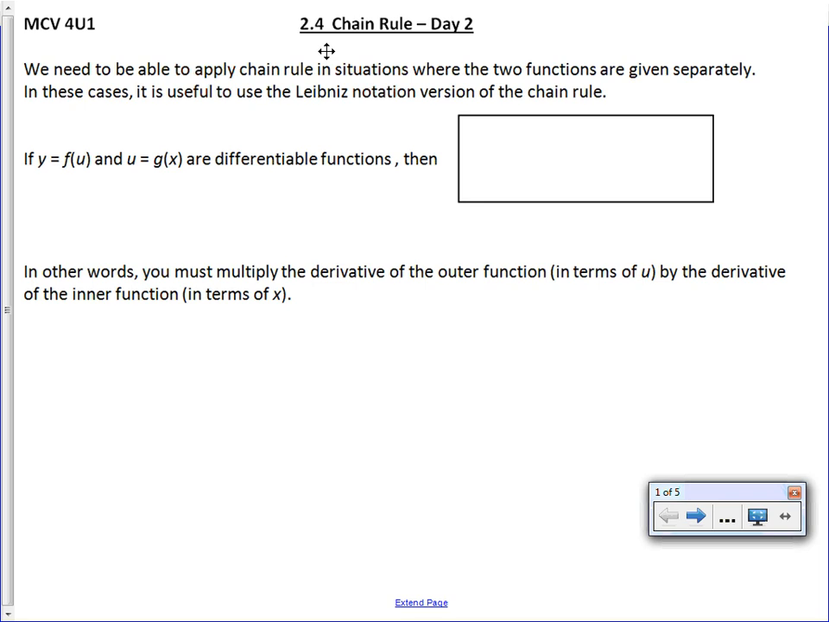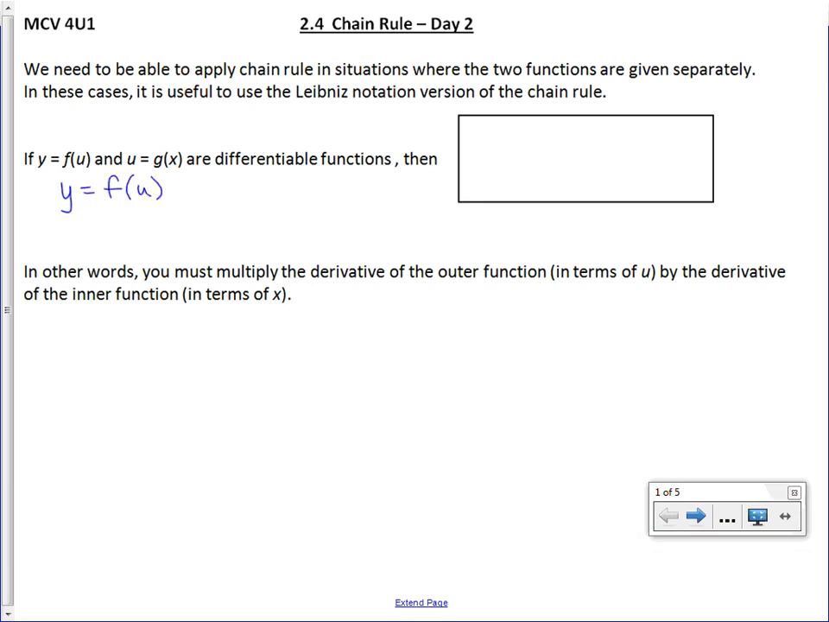The thing you're going to notice here is another letter makes an appearance. Usually we're used to just y and x, but there's a middle letter in between y and x. So if you read the first part of this intro: if y equals f of u and u equals g of x are differentiable functions, notice that the independent variable of y is u, but then u is the dependent variable in u equals g of x.